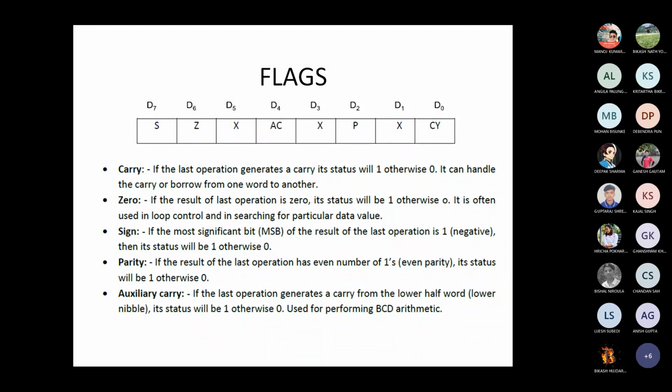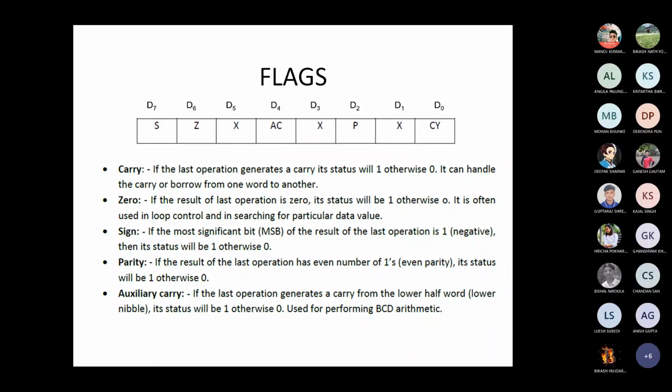This x is not a flag. These are don't care conditions, that means there are no flags at these bit positions. Okay, so x doesn't mean any flag. I have crossed them out with an x. Don't confuse them with an x flag; there is no such thing in this world. Okay.